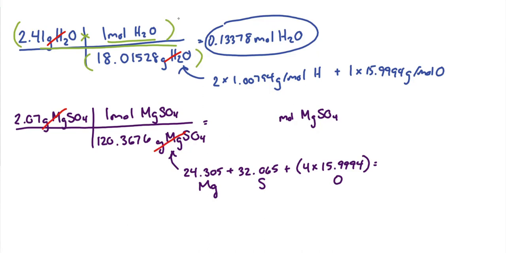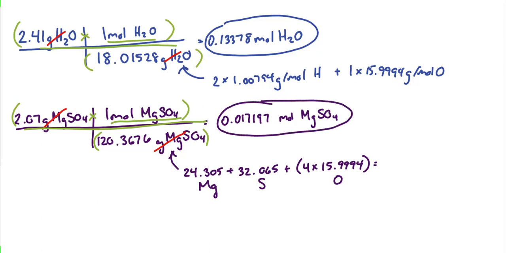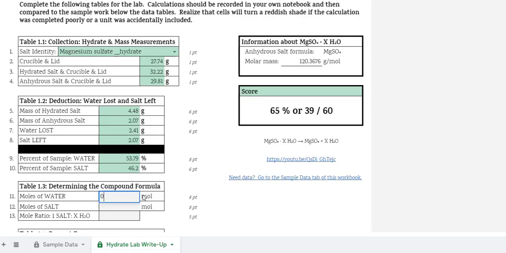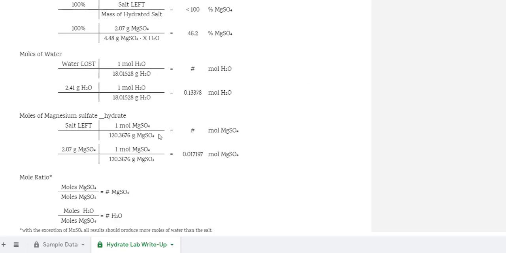When we cancel out our units, we'll see that we get moles of magnesium sulfate, and then we'll go ahead and multiply across the top and divide by the bottom, and that will give us 0.017197 moles of magnesium sulfate. Now, we have moles. Moles does provide us with a ratio, but it's not a nice simple ratio. So first in number 11 and 12, we'll insert our mole amounts that we just determined. After that, we're going to go ahead and determine the 1 to x ratio.